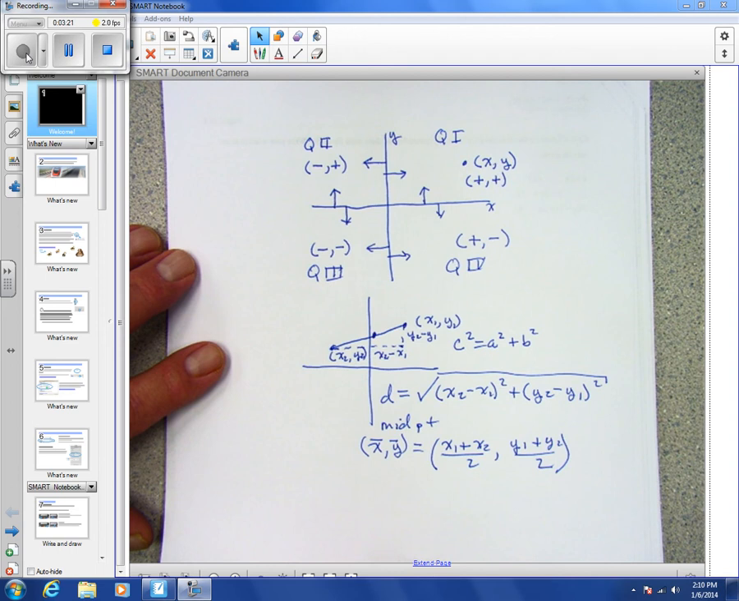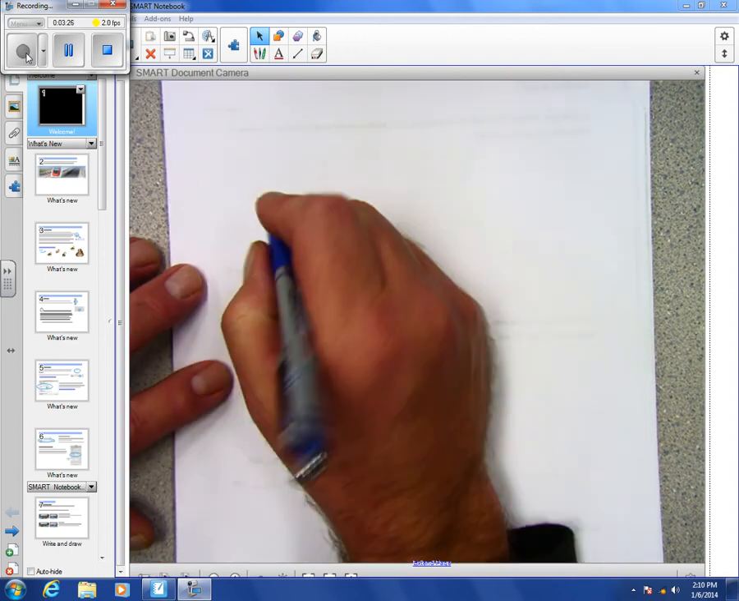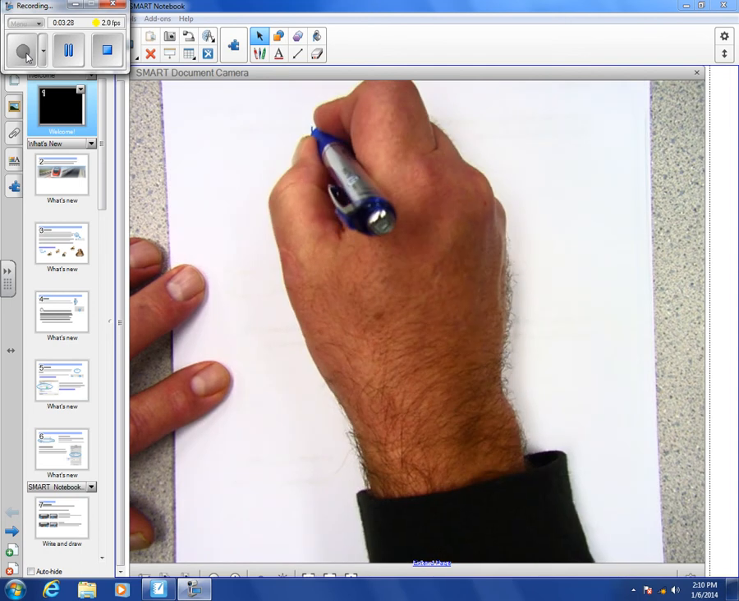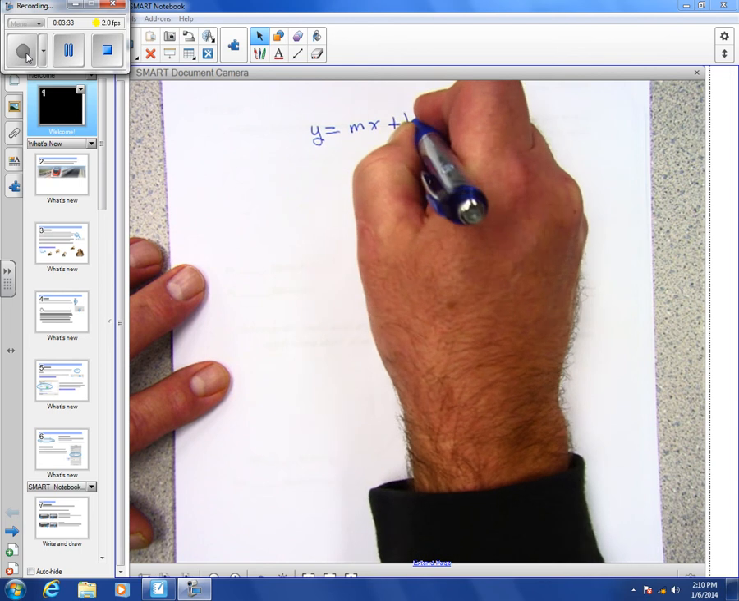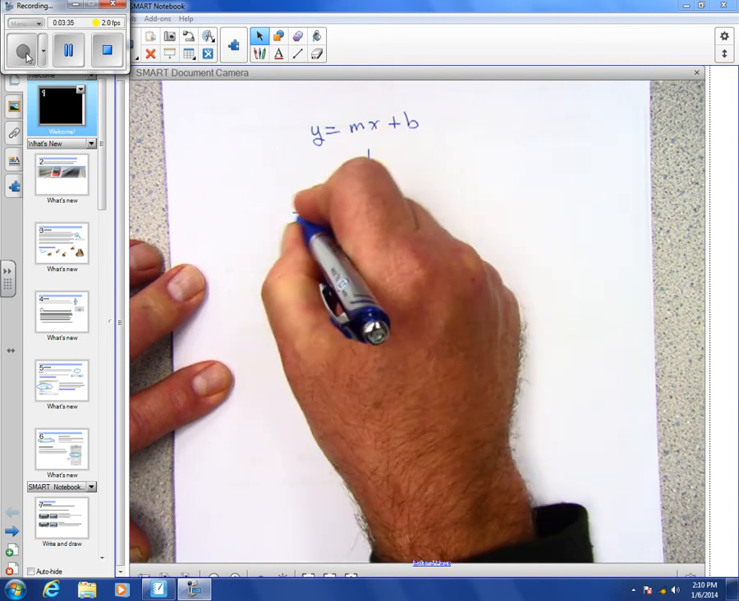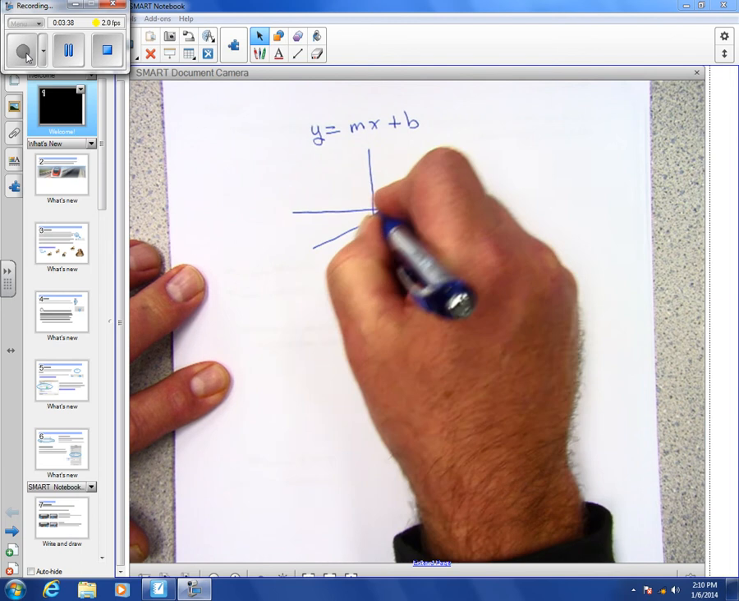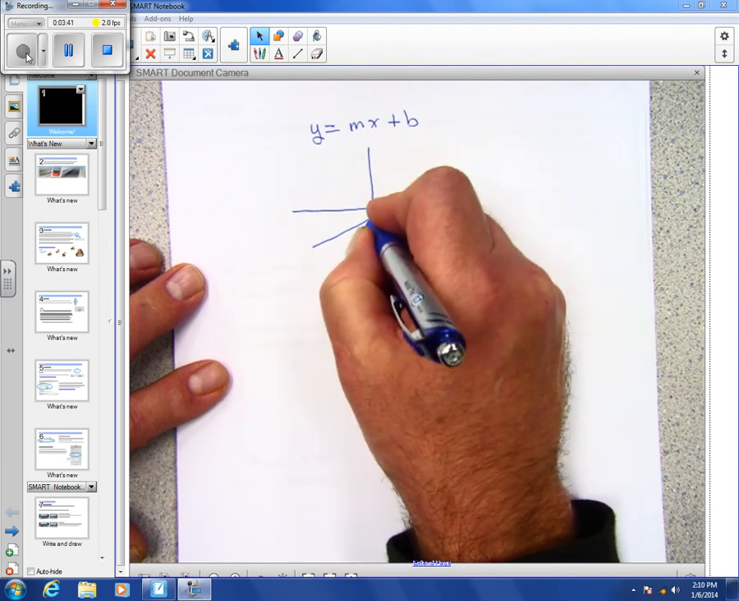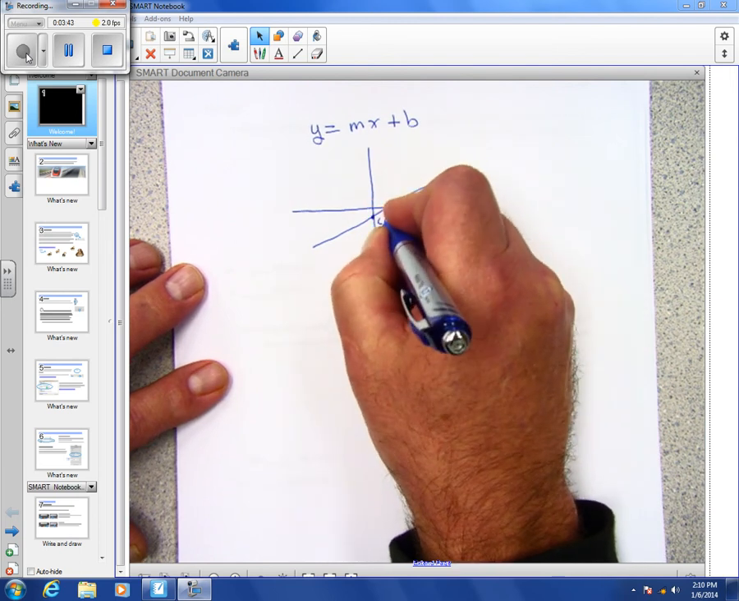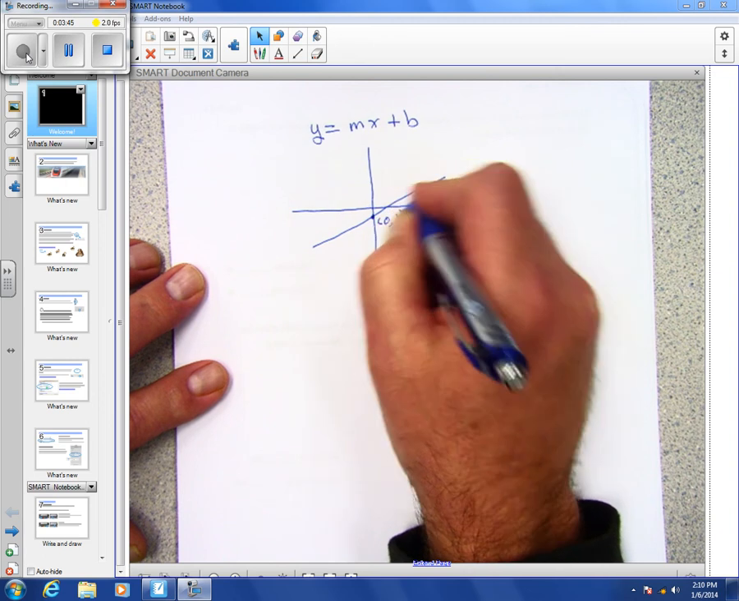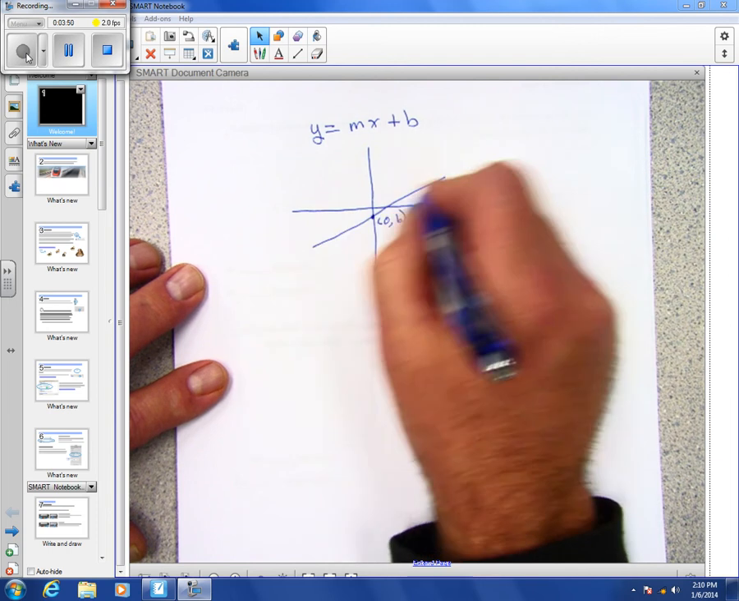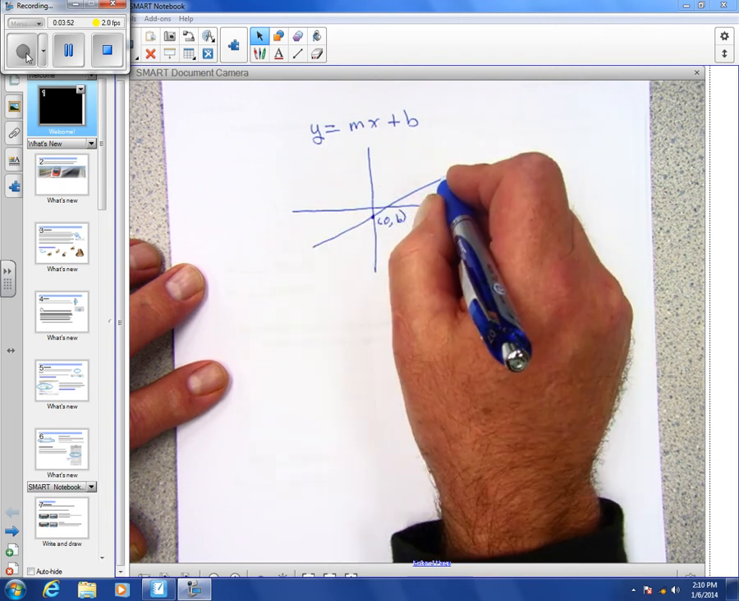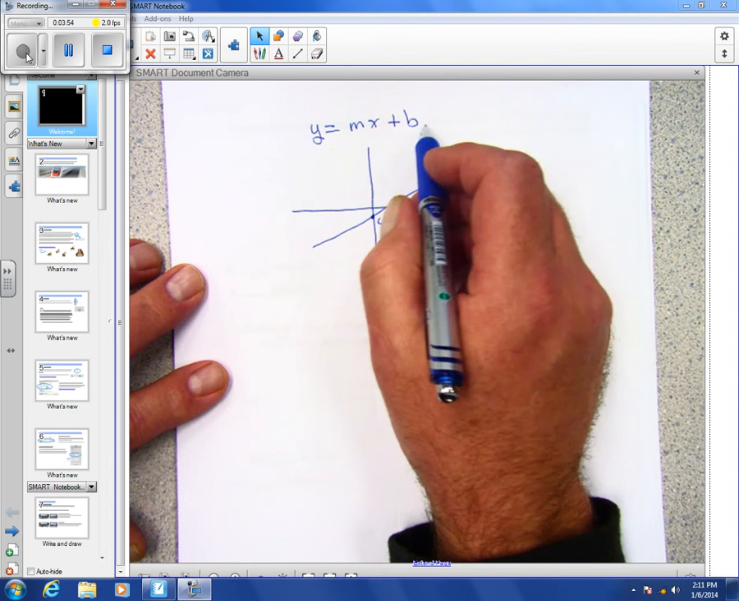Now we're going to talk about the graph of the equation of 2 variables. If we think about a linear equation, say for example y equals mx plus b, well, a linear equation is linear because it's a straight line graph, has a constant rate of change. This point here would be (0, b), and this would be a positive m, positive slope. This line describes all the ordered pairs that make this equation true.